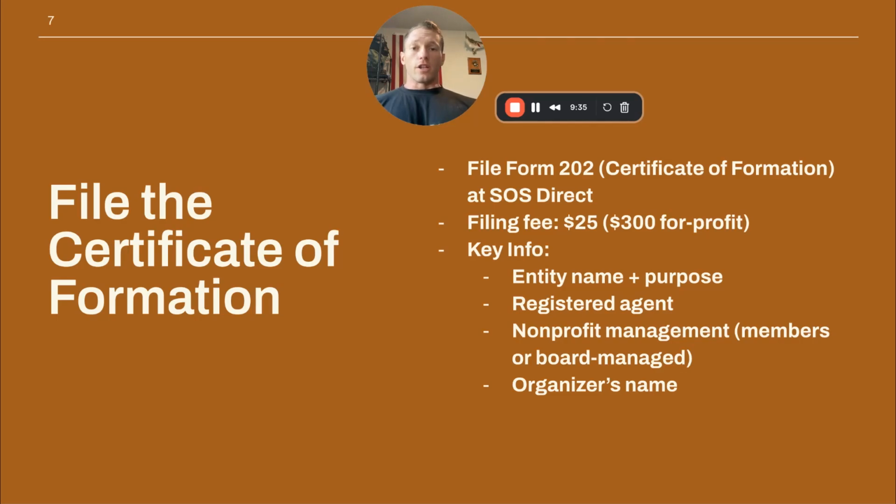File the certificate of formation. So it's a Form 202. SOS Direct will lead you straight through it. For a nonprofit, it's $25. For a for-profit, it's $300. So again, there's that incentive. The government wants you to form nonprofits because they do good for the country as a whole and as the state. So key info, your entity name, your purpose, your registered agent, your nonprofit manager, so your members, and your organizer's name.